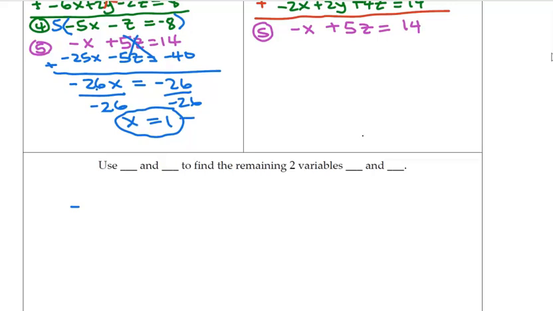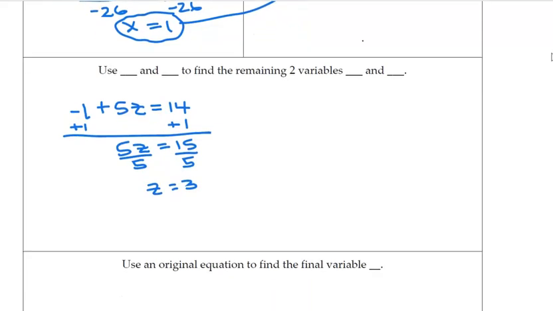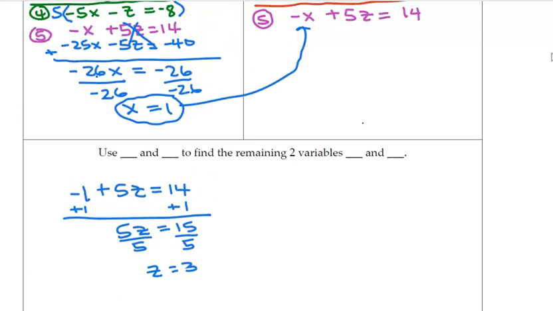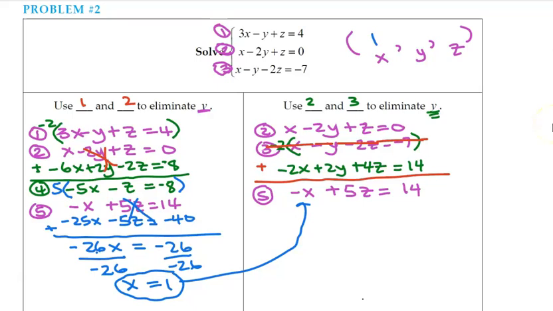So I'm going to put just 1 in place of my x. So I get -1 plus 5z equals 14. And then I'm going to add the 1 over, and I get 5z equals 15. And if I divide both sides by 5, I get z equals 3. All right, so I found that. So I know z equals 3 now. So there's another part of my solution. Let's go back up here and write that in. So I know z is 3.